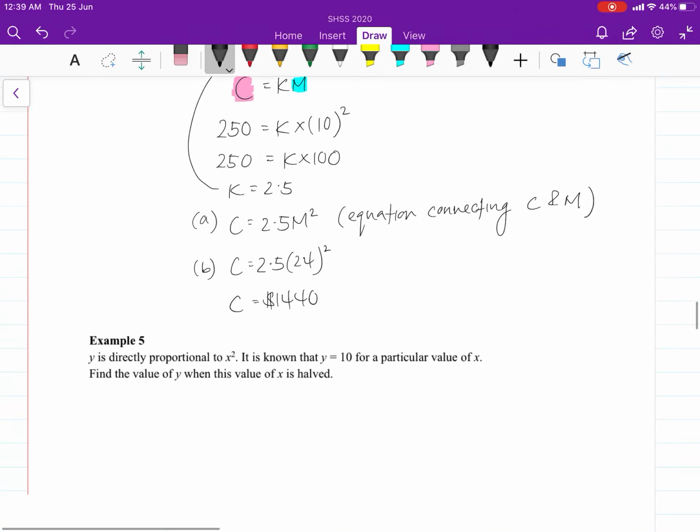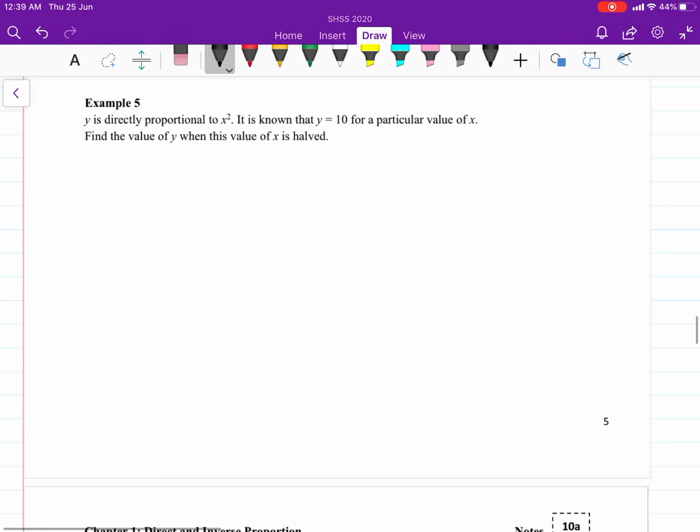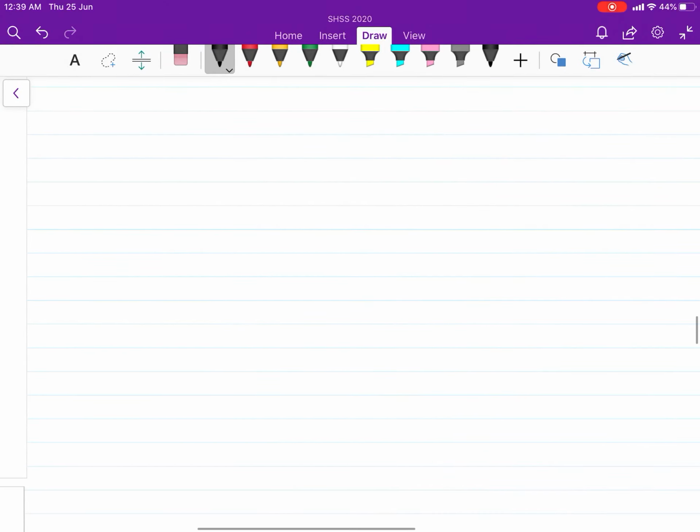Example number 5 is a little bit more difficult. But before I carry on with example number 5, I want to teach you a concept first. Let's say I have 2 times 3 squared. Now 2 times 3 squared, if you press your calculator, you should get the value 18, because 9 times 2 is 18. Now, this is the same as y equals kx squared, where k is a constant.